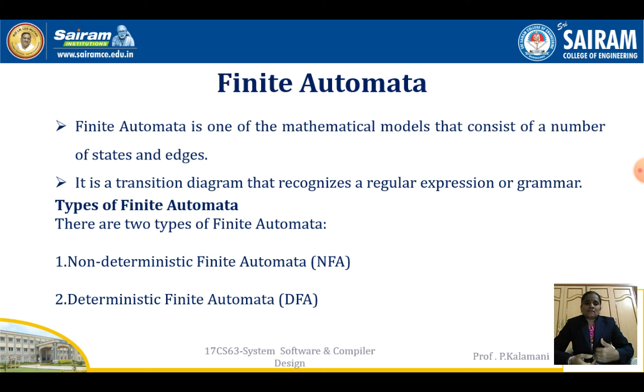Next class we will see how to draw the transition diagram for the different types of tokens. If we take our program, it will have different types of tokens like keywords, identifiers, operators, white space characters, and so on. So in the next class we are going to see how to draw a transition diagram using finite automata for the different types of tokens.